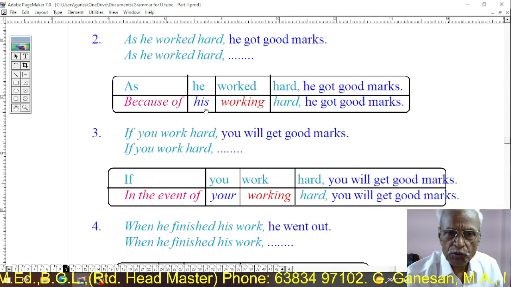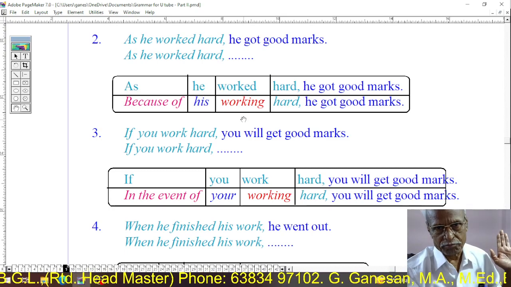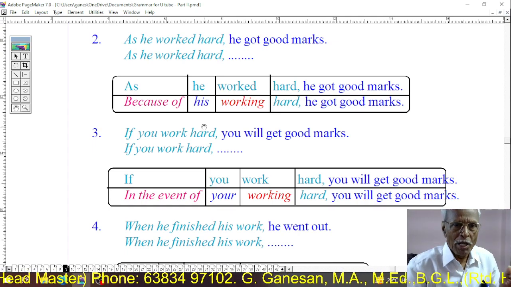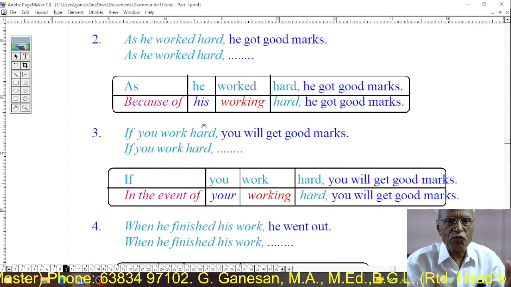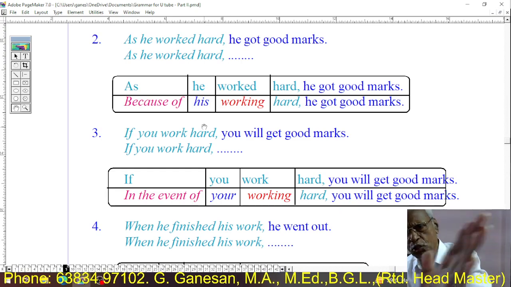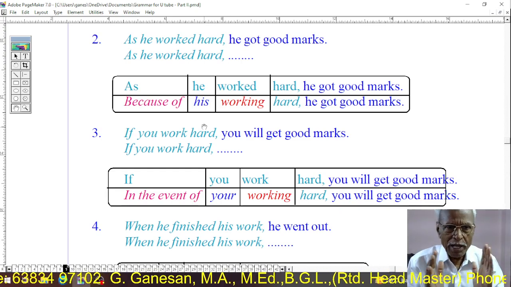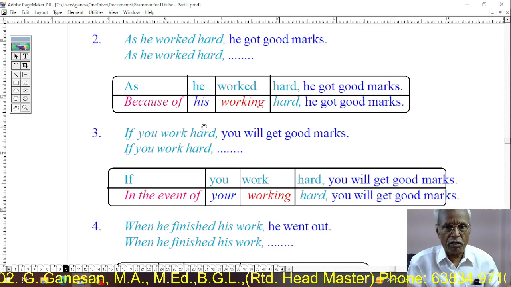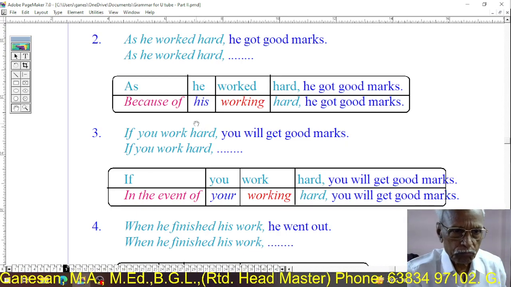Subject he, possessive his. Worked, working: past tense into present participle. Things are over. As he worked hard, because of his working hard. Then other things will be like that. As he worked hard, he got good marks. Because of his working hard, he got good marks.